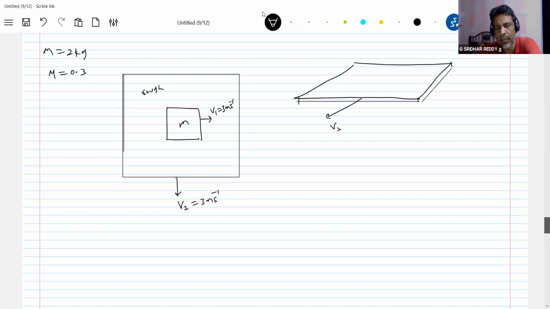And the block is, okay, fine. So this is the platform. The platform is moving in one direction, and the block is moving. So it's asking now what is the direction of friction.